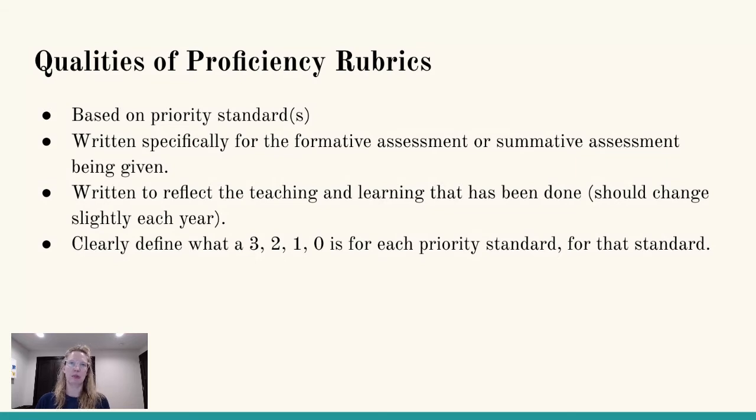It should also be written specifically for the formative or summative assessment that is being given. So instead of having a general rubric that you're using to assess every time students turn in an exit ticket, they really should be written specifically to that exit ticket that you're giving. Next, they should be written to reflect the teaching and learning that has been done. Therefore, they should probably change slightly every year depending on what you taught and how you taught it to students. Proficiency rubrics should also clearly define what a 3, 2, 1, or 0 is for each priority standard.